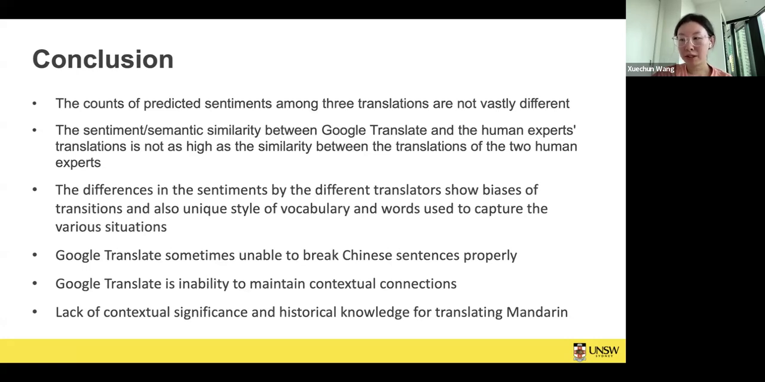Finally, based on our results, we conclude that the counts of the predicted sentiment among the three translations are not vastly different. The sentiment or semantic similarity between Google Translate and the human experts' translations is not as high as the similarity between the translations of the two human experts. The differences in sentiment between translators show biases of translation, and also the unique style of vocabulary and words used to capture various situations. And Google Translate sometimes is unable to break Chinese sentences properly. It is unable to maintain contextual connections, and lacks contextual significance and historical knowledge for translating Mandarin.